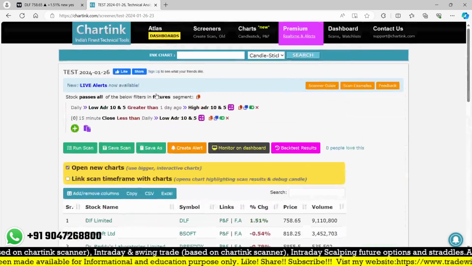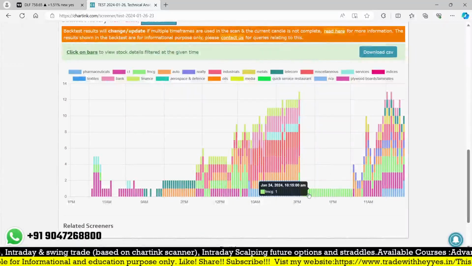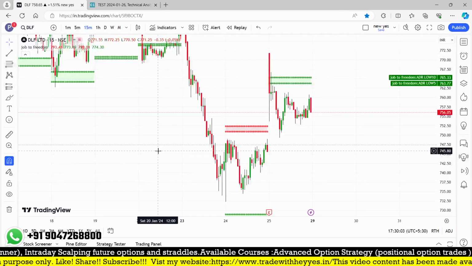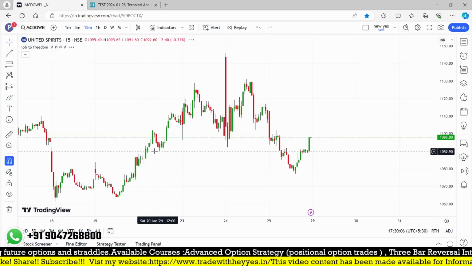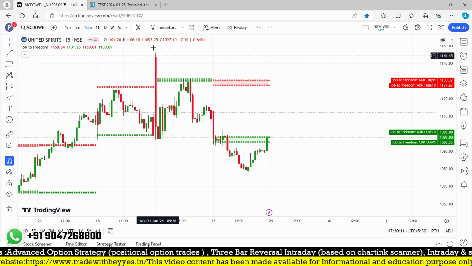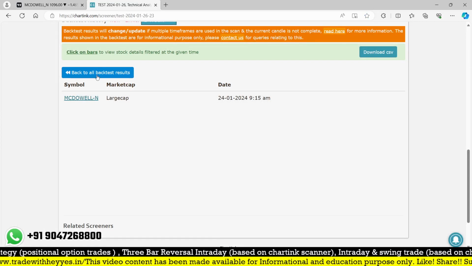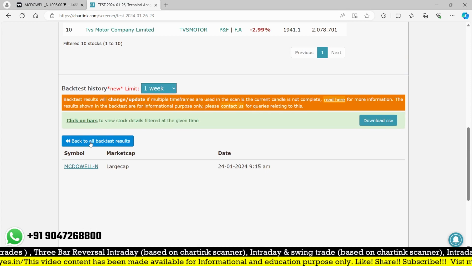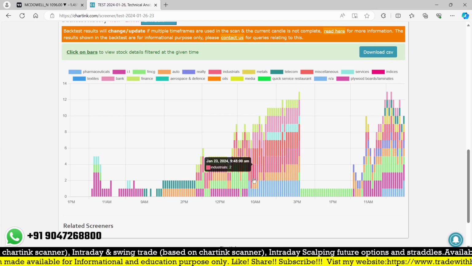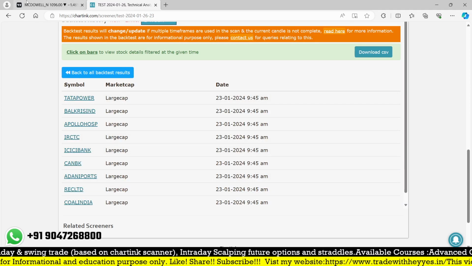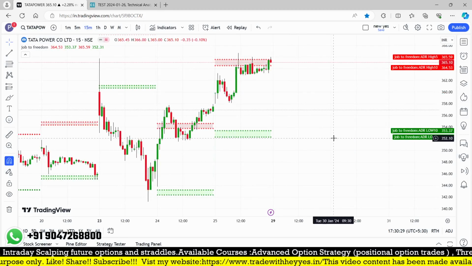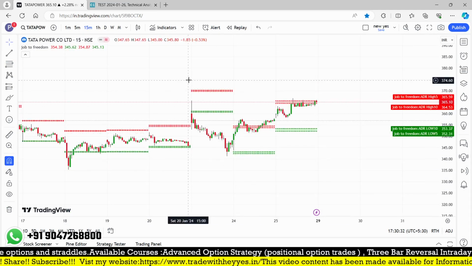What's happening here? So at this time, 10 o'clock. On January 24, McDowell, only one stock. This is the 24th January, but it is a huge one, so simply ignore it because it will not repeat. We are fixing the condition for the day. At this time, some of the stocks maybe came in later. Okay, so on 23rd January, Tata Power, Apollo Hospital. So you can backtest this and we'll update in the group. Yeah, here is the Tata Power on the 23rd.